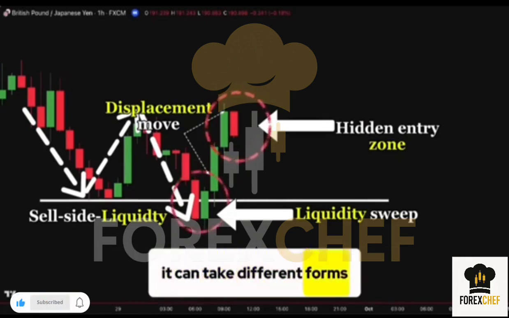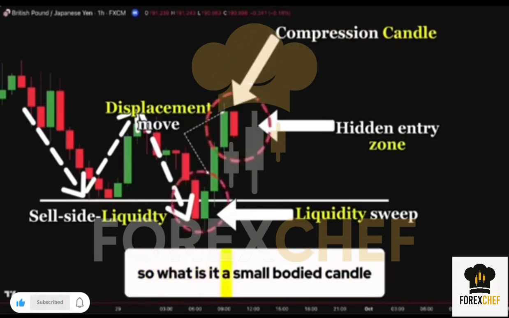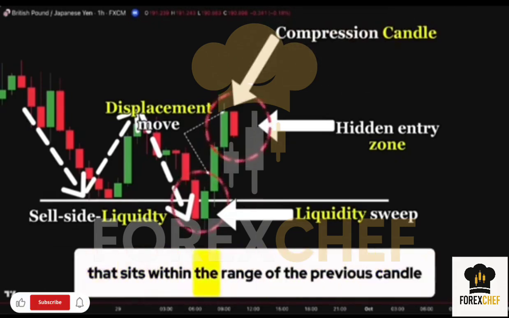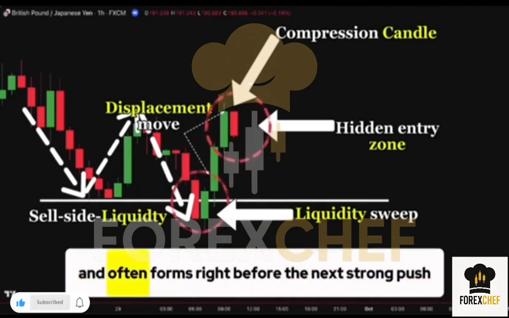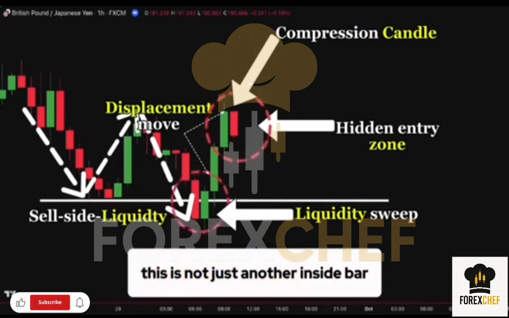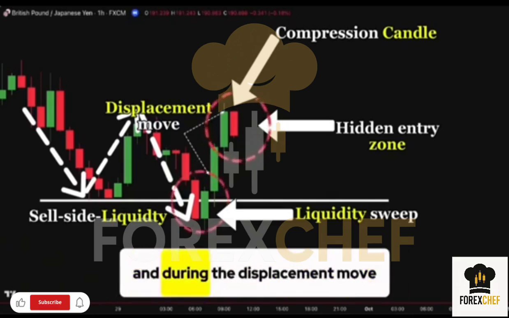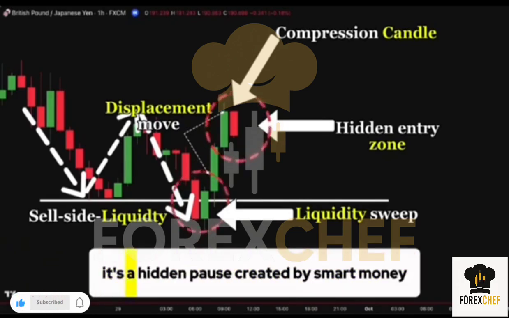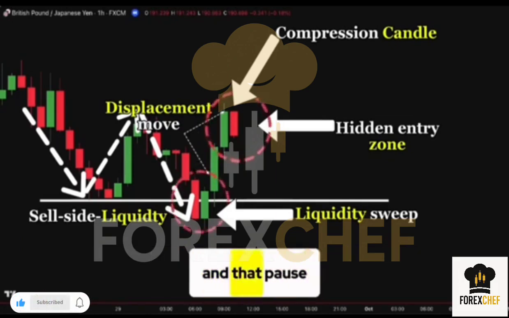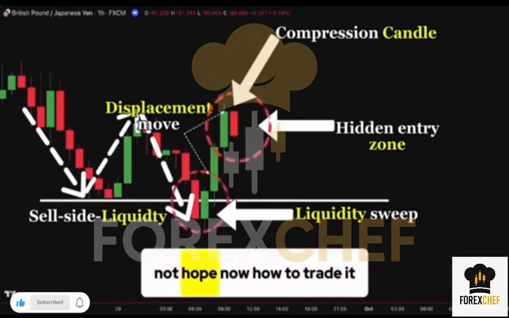It can take different forms, but what we care about here is the compression candle. So what is it? A small-bodied candle that sits within the range of the previous candle and often forms right before the next strong push in the direction of the displacement. This is not just another inside bar, this is a compression candle, because it forms after a liquidity sweep and during the displacement move. It's a hidden pause created by smart money just before the next wave, and that pause, that's our opportunity to enter with precision, not hope.